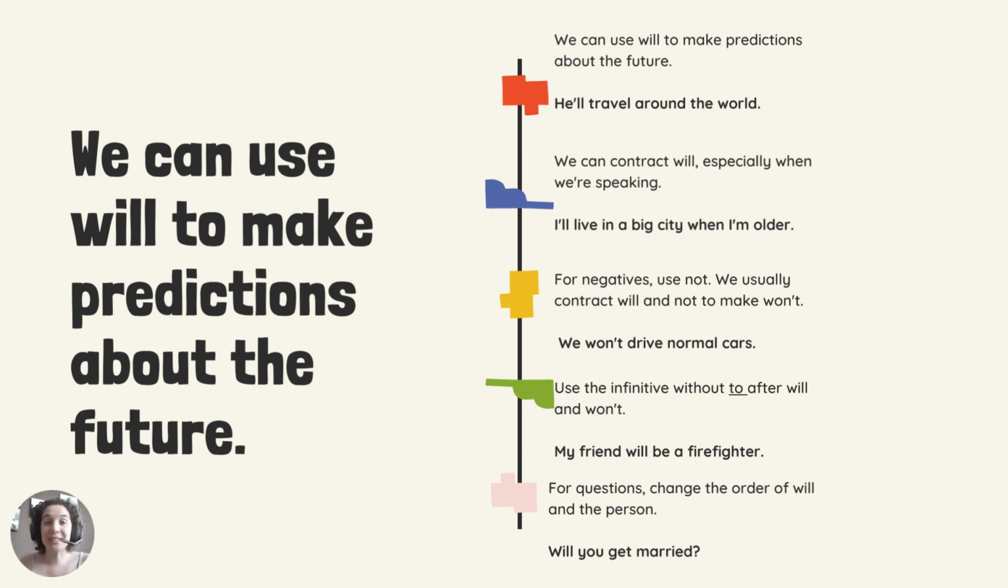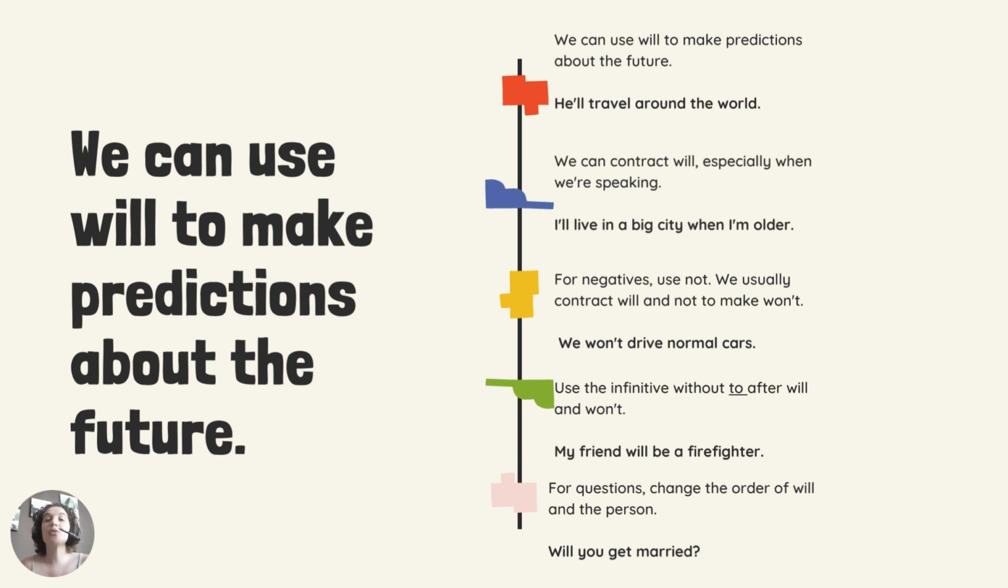For negative sentences, we also use contractions when speaking and we say won't. So we say, we won't drive normal cars, or we won't clean the houses as normal as we do in 2025. Robots will do it, for example.